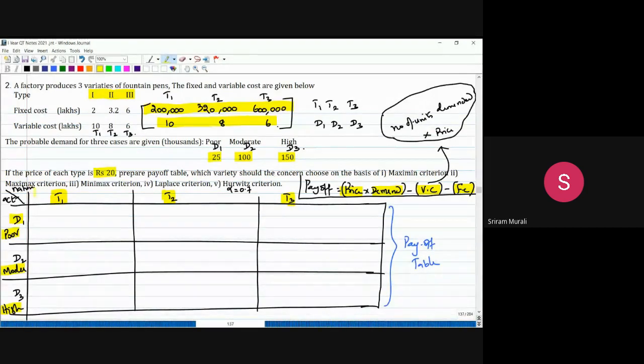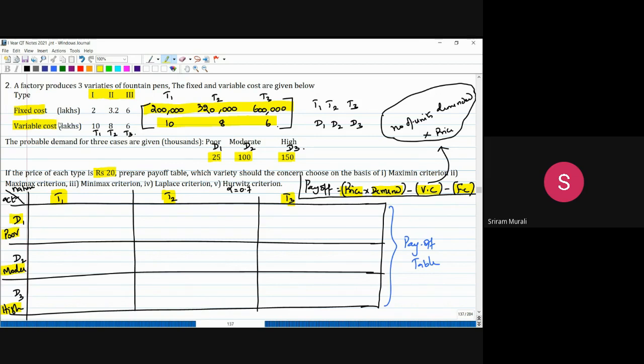So always I take nature in rows and act in columns. If you want, you can transpose it. It is not a big mistake. First, we want to construct the payoff matrix. You know what the payoff is? Price into demand minus any expenses. What are the expenses we meet? One is fixed cost, another is variable cost. Both are given in lakhs.